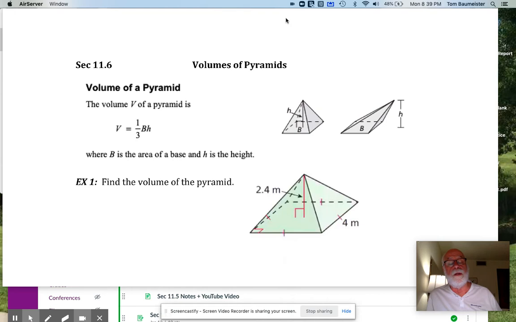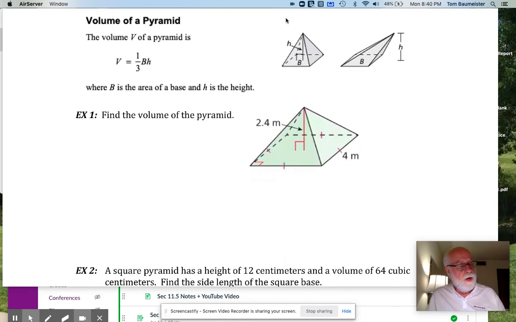Again, it's just 1/3 B times H, where B is the area of the base and H is the height. The base they're showing you here is a rectangle, but it can be anything really. It could also be a triangle. You'll see as we keep going along, we'll have some other ones. So anyways, it's pretty much like what we did last section.